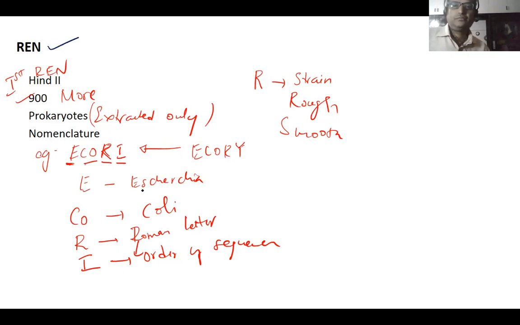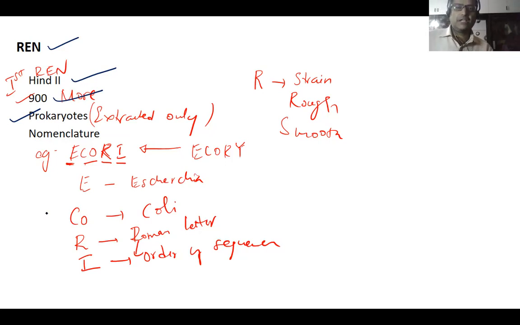Now we are coming to the actual point of the subject, genetic engineering, that is restriction endonucleases. Which was the first restriction endonuclease discovered? That was Hind II, by Smith. Till now, more than 900 restriction endonucleases have been discovered. They can only be extracted and isolated from prokaryotes. Look at that, a speciality: only from prokaryotes.